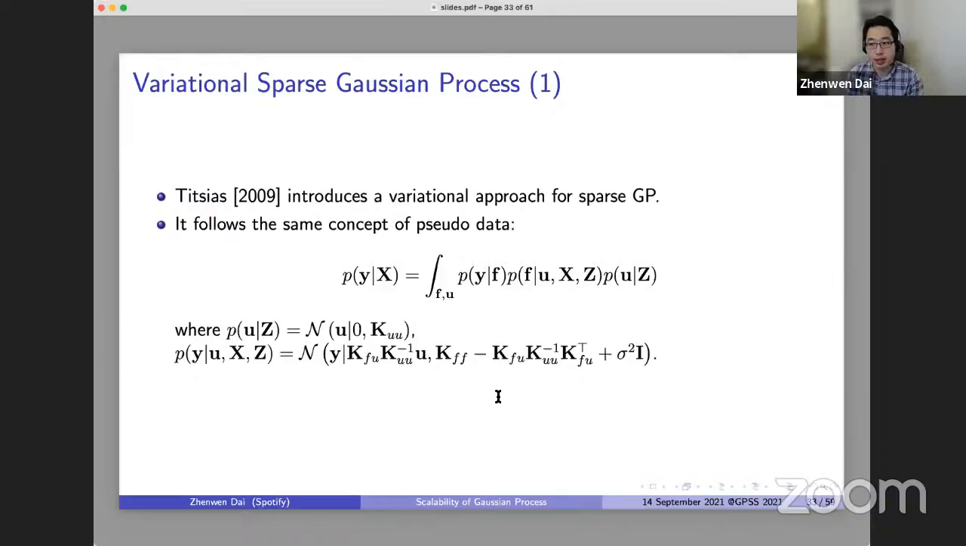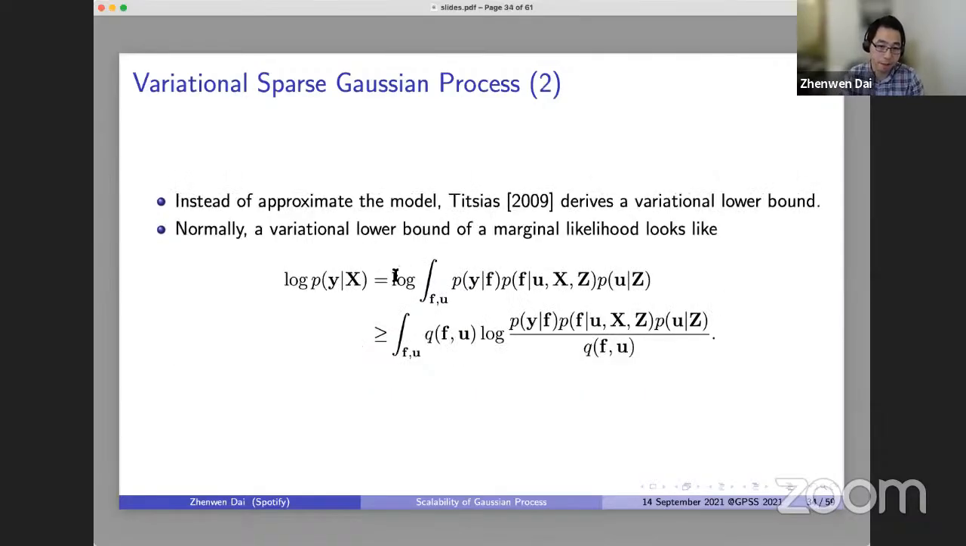Again, following the same ideas, in these cases we follow the same approach to augment the data. Remember, previously we augmented the P of F given X by some pseudo data U located at some location Z. The P of U given Z follows the same Gaussian process, and this is P of Y given U, a conditional Gaussian process.